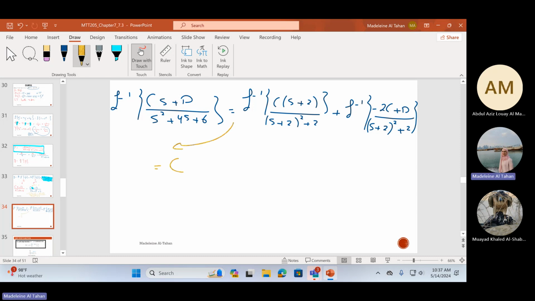Okay, miss. Now, do we still have problems? This one, s plus 2. If we remove the 2, what will we get? Cosine radical 2t multiplied by e to the minus 2t. I have s plus 2, so what's a? A is radical 2. We have plus 2, so what's a? And the second one, minus 2C plus D, we will have e to the minus 2t sine radical 2t, and we will divide by radical 2. Now, what's the last step?